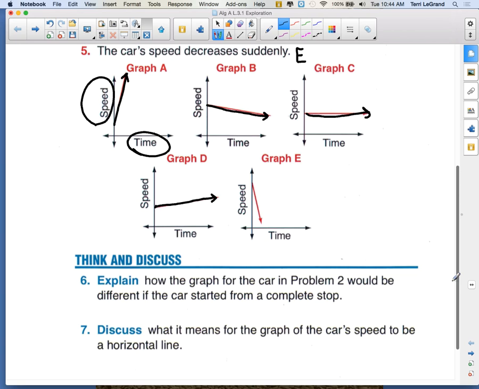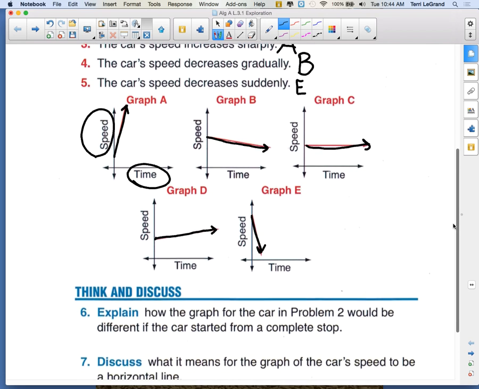Decreases does not tell us it needs to stop quick. It needs to go down. The speed's going down. Decreases means goes down. Suddenly means it's dropping pretty fast. That's the suddenly part. The decreases part is just saying it better be going down. The suddenly tells you how fast it needs to happen, so that's why it's such a steep drop there. So it does match graph E.